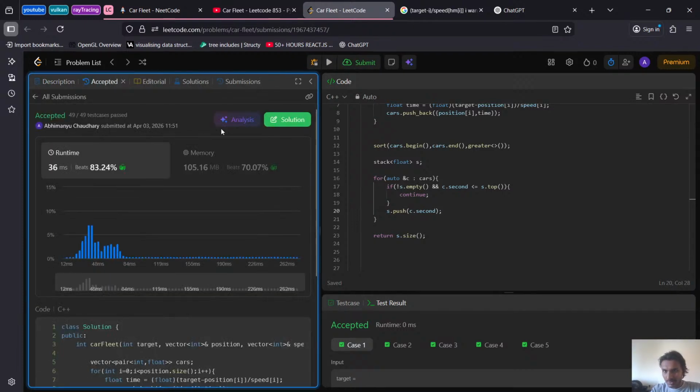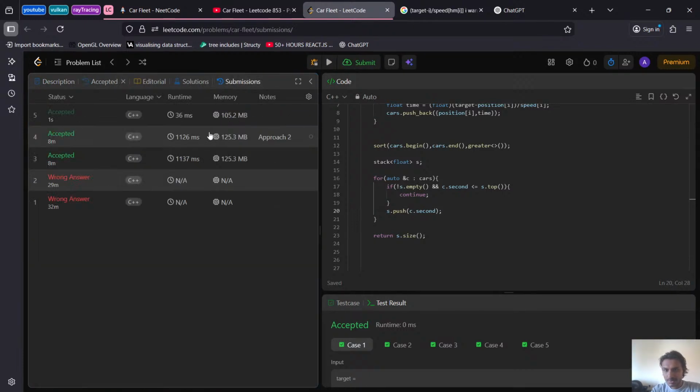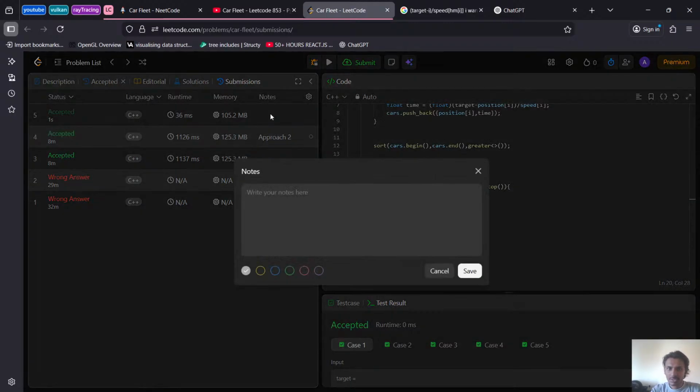Both solutions, okay? Both the approaches. So this approach is much faster than the second approach, but overall it should be the same, because going through it will be O of n, and inserting and removing will be O of 1. So overall time complexity is the same, but it's taking more time.